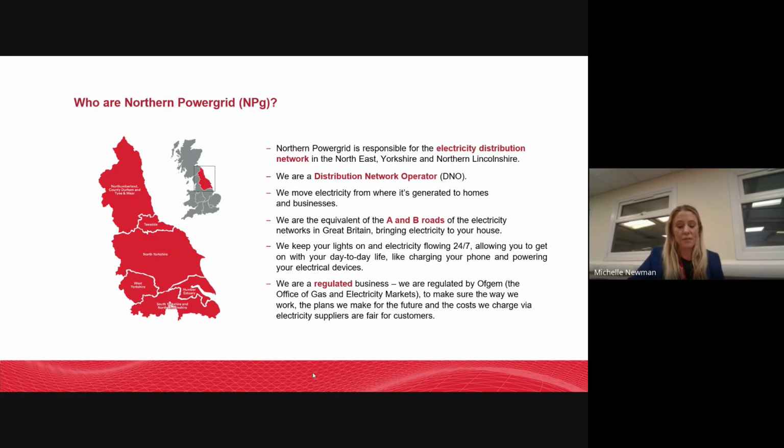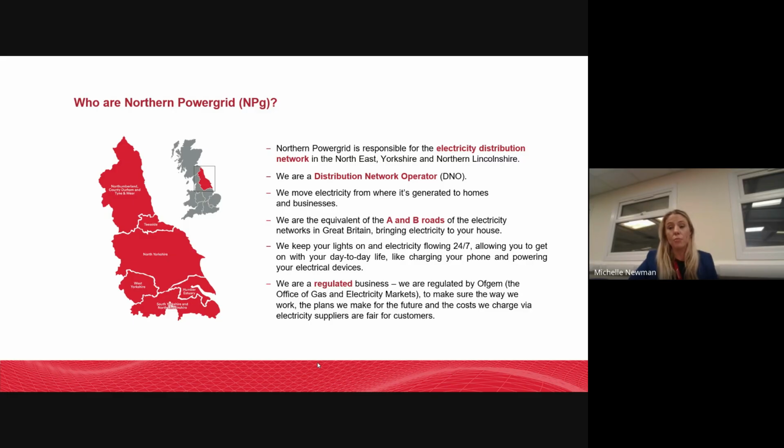As has previously been said, Northern Powergrid are the electricity distribution company for the north east and Yorkshire. We cover everything from just past Holy Island down to North Lincolnshire. The simplest way to look at it is, if National Grid are your motorways, Northern Powergrid cover your A and B roads. We essentially move power from National Grid to the meter outside of your home or your business.